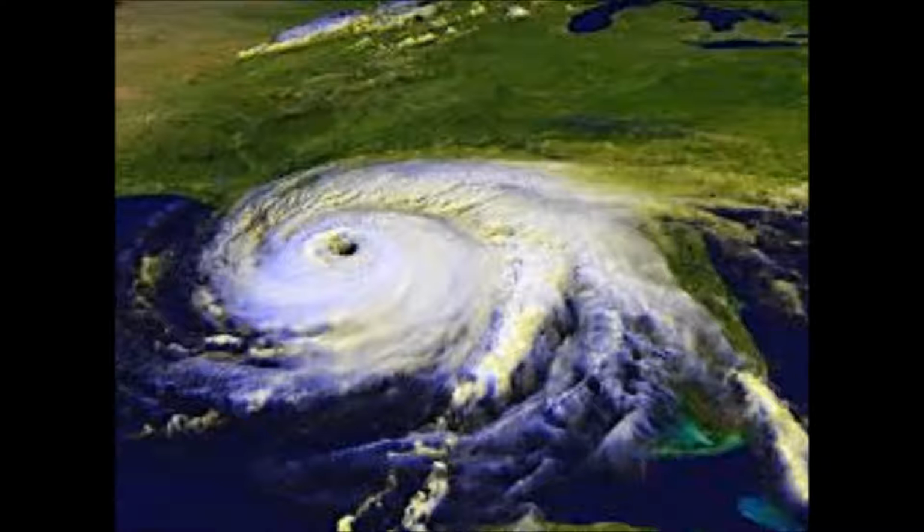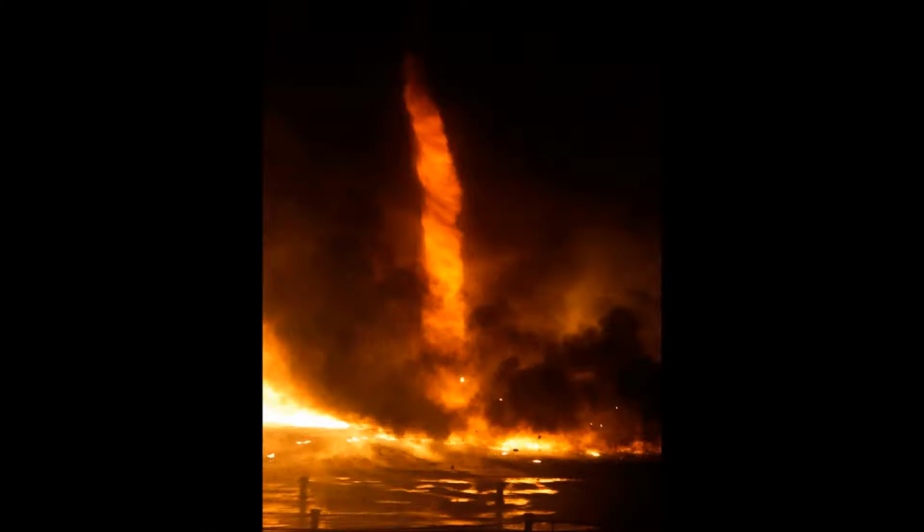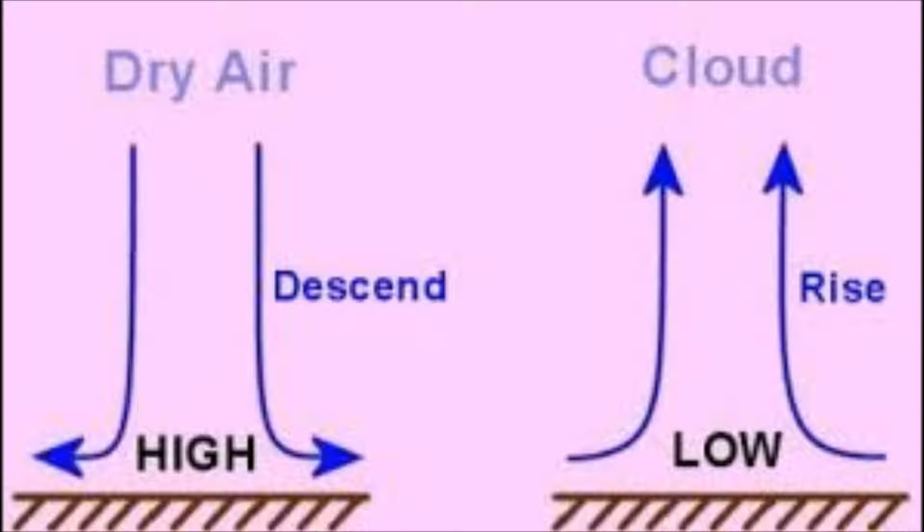There are many different kinds of weather, like rainbows, hurricanes, cyclones, and fire tornadoes for some reason. But for the moment, let's stick with the simpler side of weather, which can be separated into two sections: weather caused by high pressure and weather caused by low pressure. Weather caused by high pressure can be best described as hot, dry, and sunny.